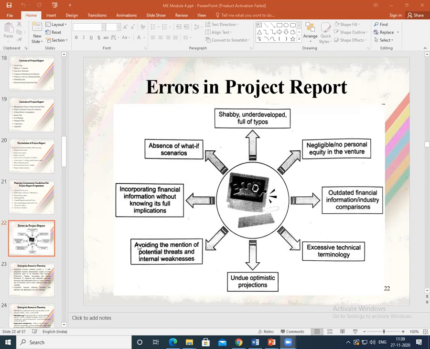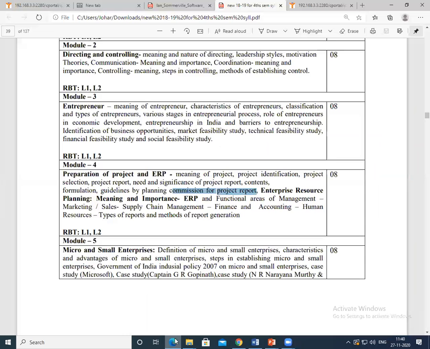So you are supposed to mention it. Avoiding such things creates errors in the project report. See, the financial information may have been mentioned, but without its full implications, that is also one of the errors. So this was all about the Planning Commission guidelines for project report.